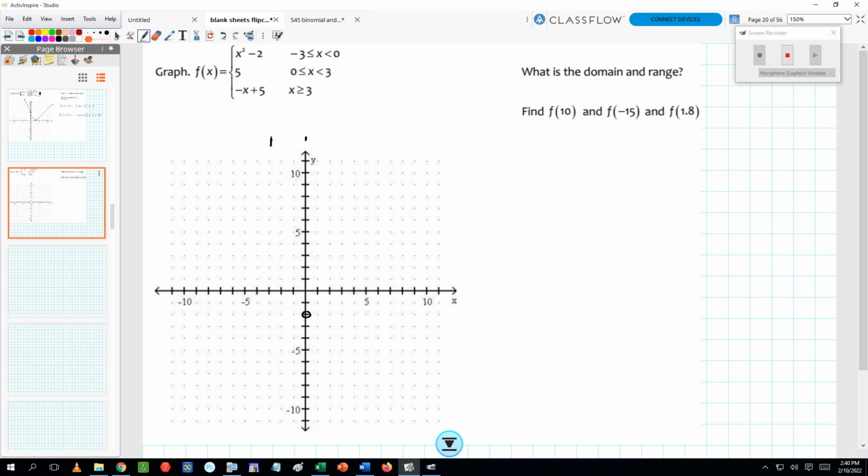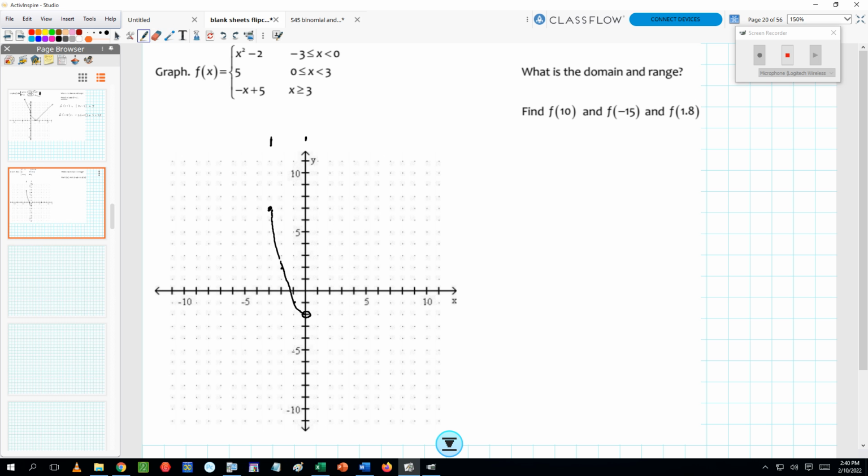So I'm going to go over 1, up 1, over 2, up 4, and over 3, up 9. 1, 2, 3, 6, 7, 8, 9. And because there's an equal to on the negative 3, I'll close that in. No arrowhead. And an ugly drawing.